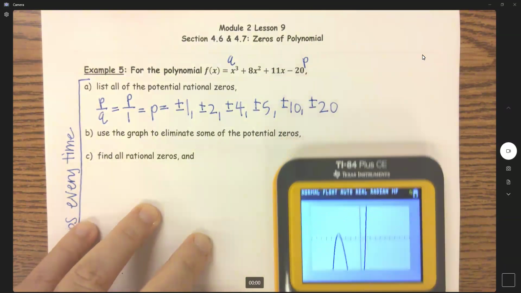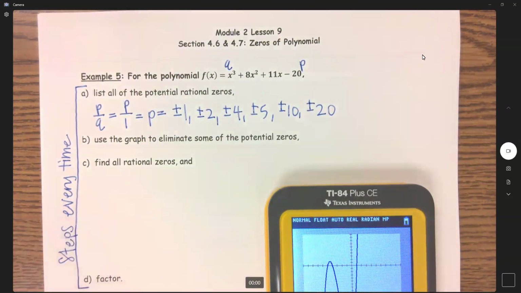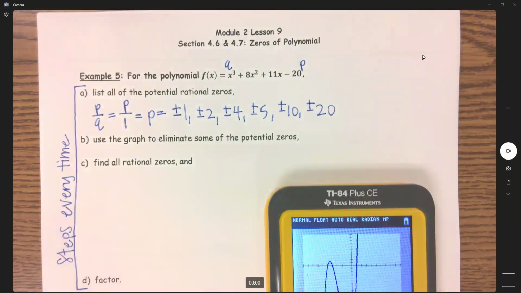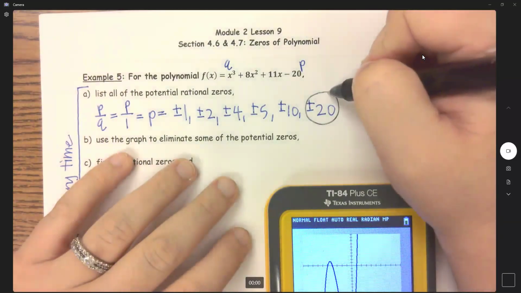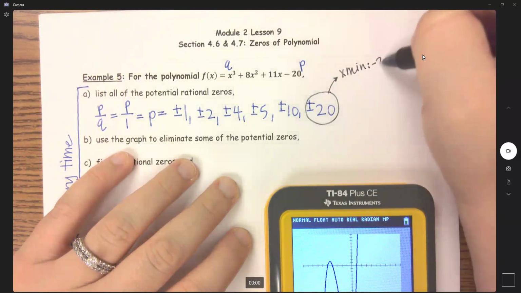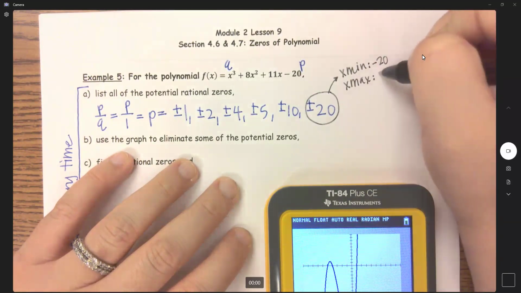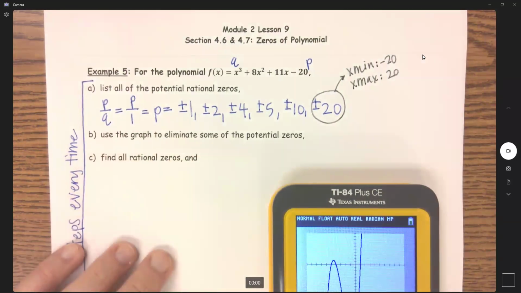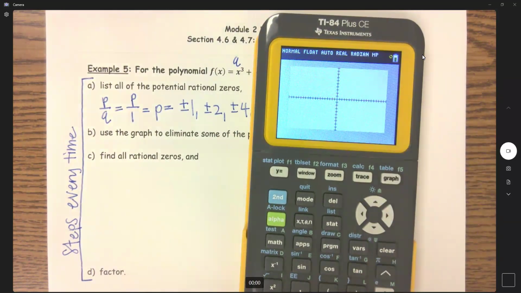What I actually need to do is look at these numbers here. What is the potential lowest and biggest zero that I could have? This right here is my potential biggest and smallest zero. So this means I need to have an x min of negative 20 and an x max of 20. So let's try this again. We'll do negative 20 to 20. And now I'll hit graph. I don't really care about my y's.